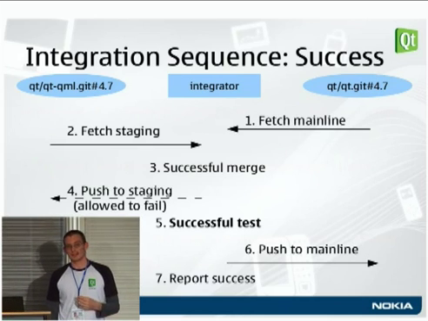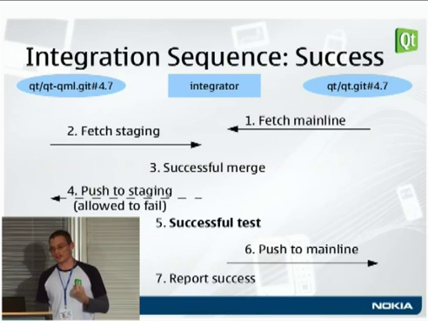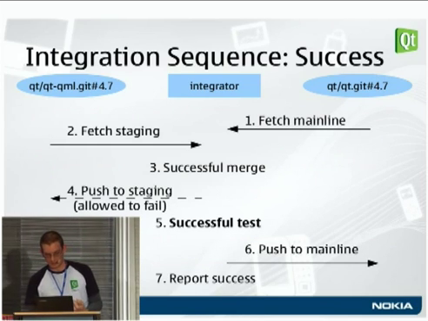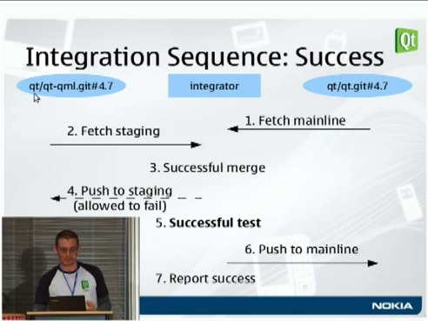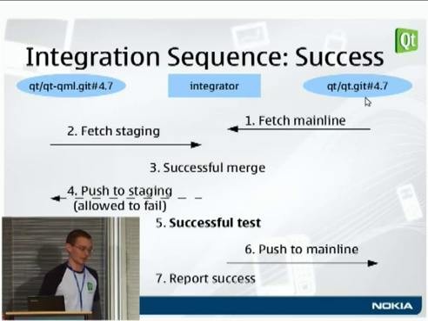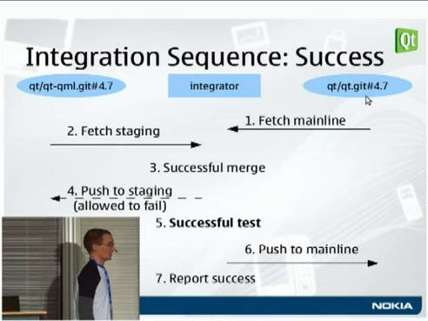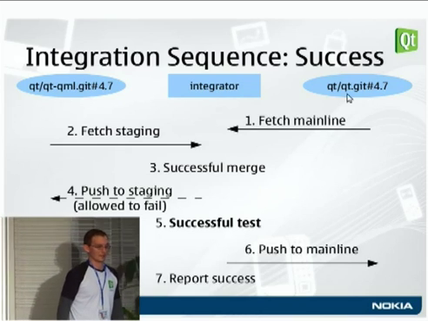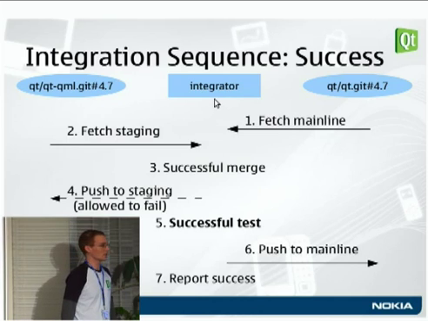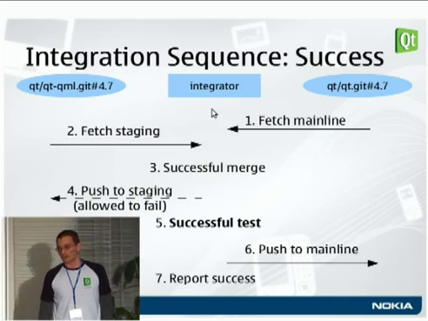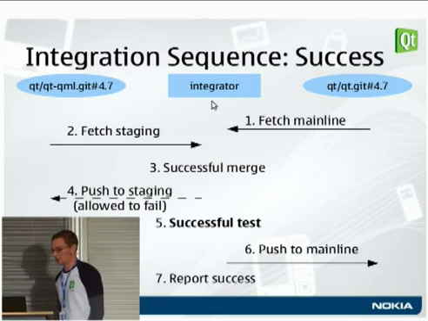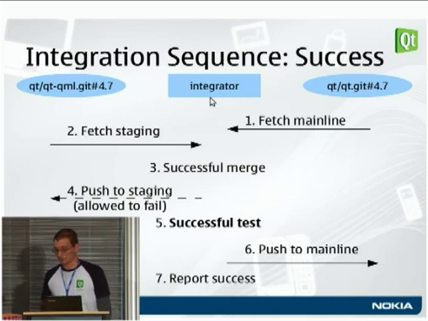So basically, this is what the system is doing in the case where it's successful. On the left here, we have a staging branch, Qt QML 4.7, and on the right here we have our mainline branch, Qt 4.7. And in the middle, the process which drives it all, which I've referred to as the integrator. Okay? So the first step here is to fetch the latest version of the mainline Qt, so Qt 4.7. The second step is to fetch the staging repo. Then we attempt to merge them.